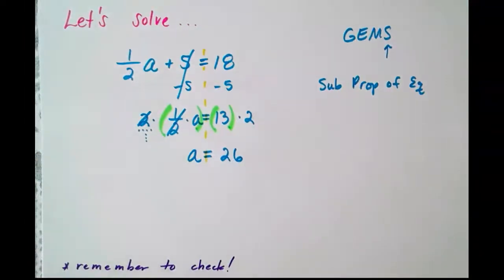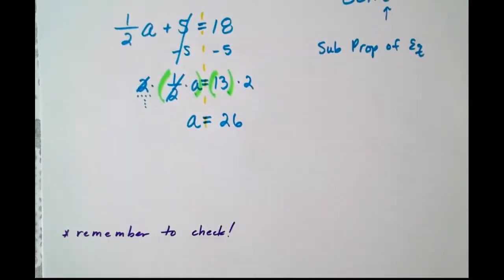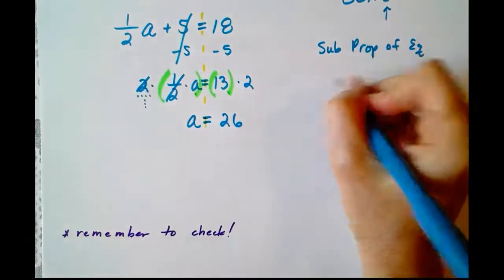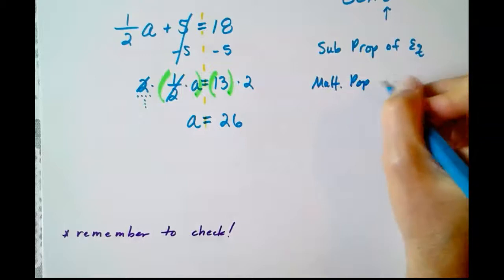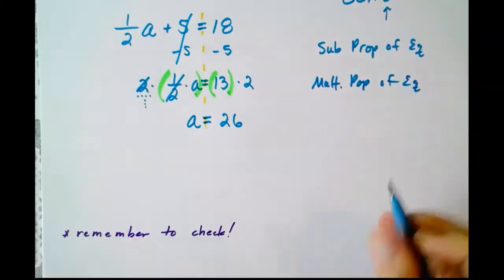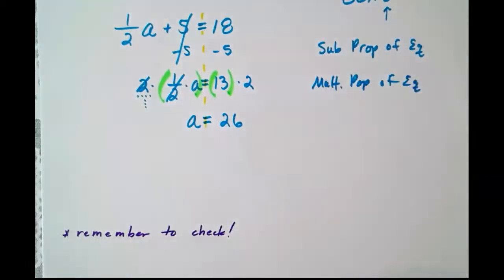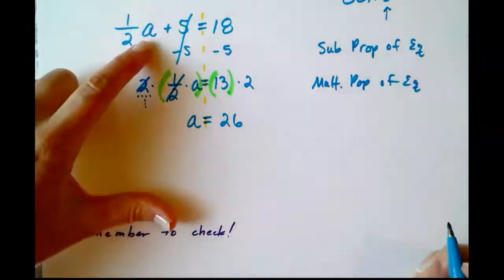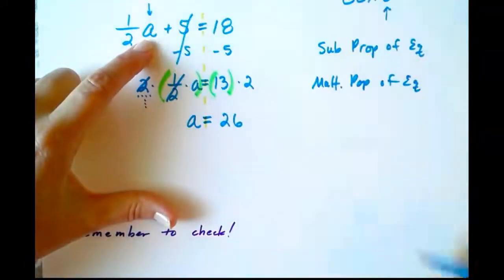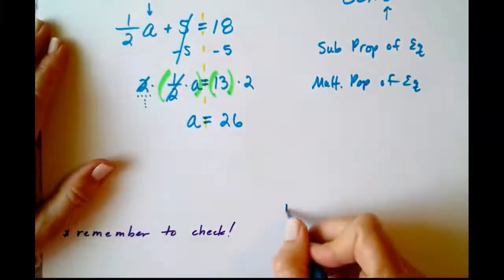Does 26 make this equation a true statement? Oops, I've got to write my property here. Multiplication property of equality. Justifying my steps here on the right. Remember to check. Let's plug it back in. We're plugging it back in right there using the substitution property.